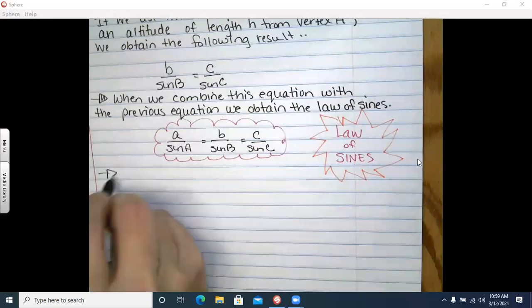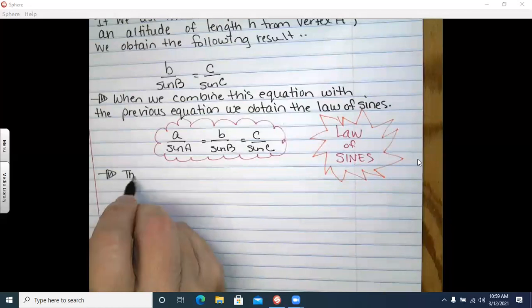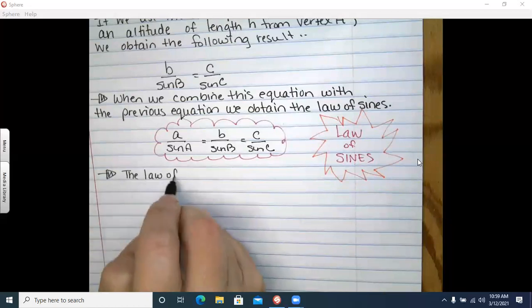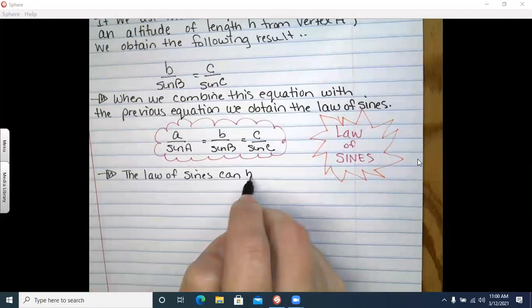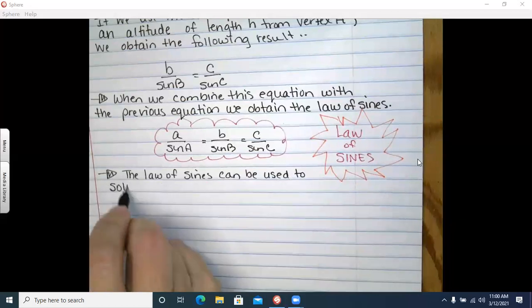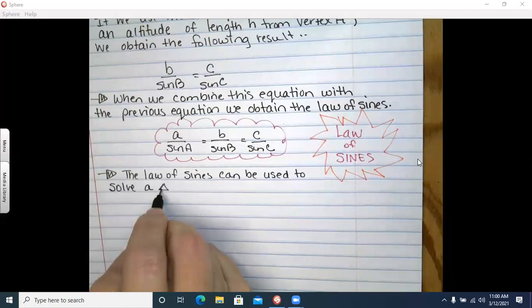So the law of sines can be used to solve a triangle in which one side and two angles are known.